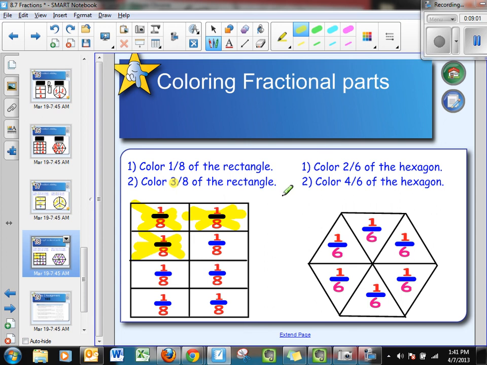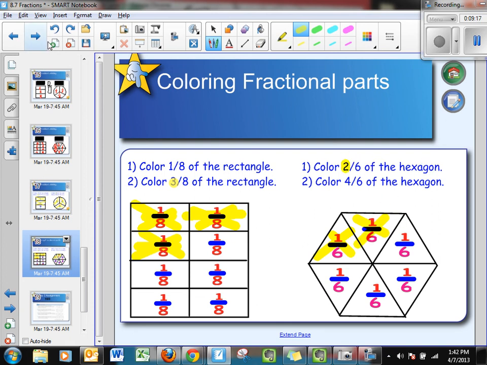Since the top number is 3, that top number tells us how many pieces need to be colored in. The next one over here for the hexagon, color 2/6 of the hexagon, or 2 out of the 6 pieces. So here's 1 piece colored in, and now here's 2 pieces colored in. That shows me that I got 2 pieces of 6 colored in.